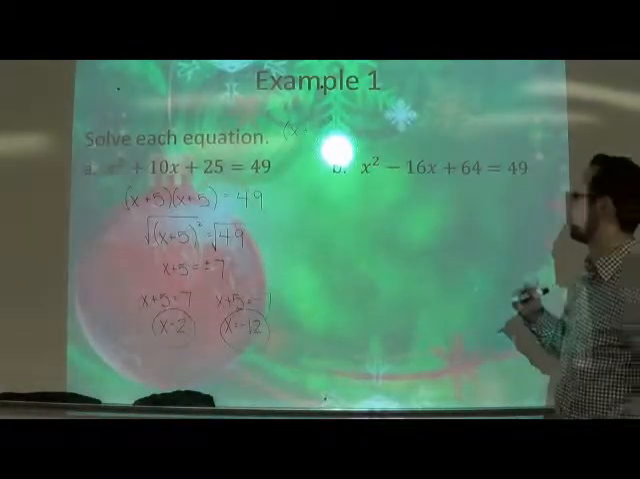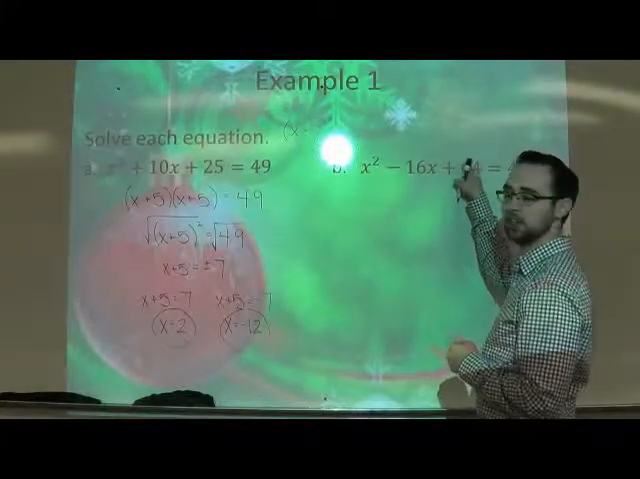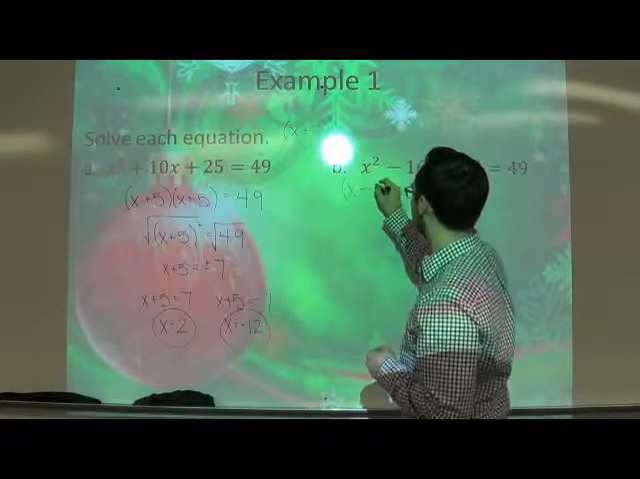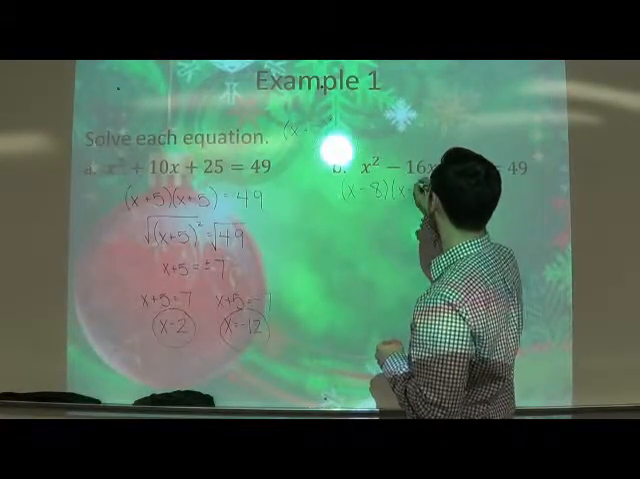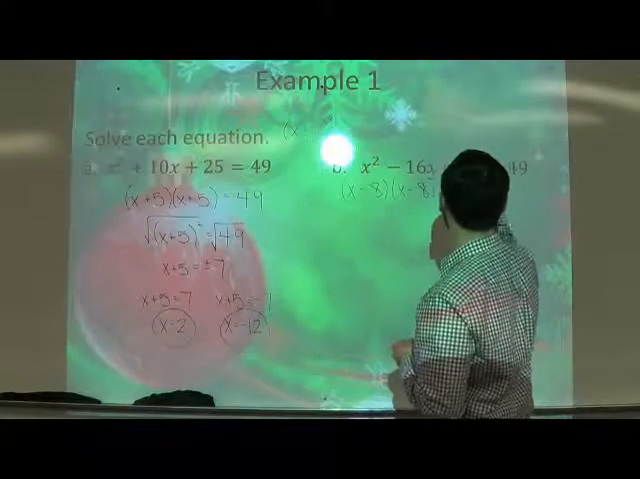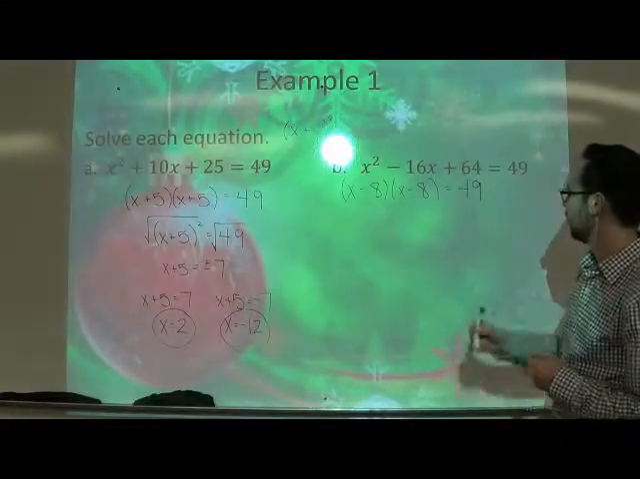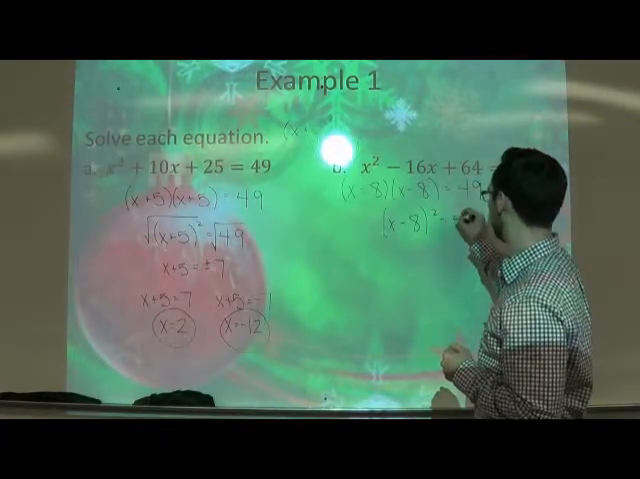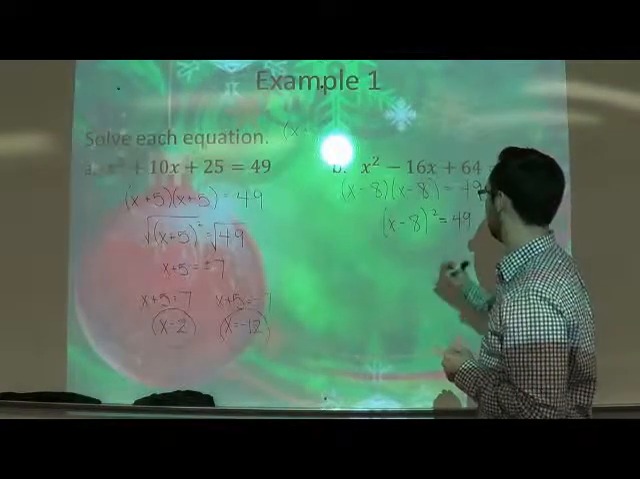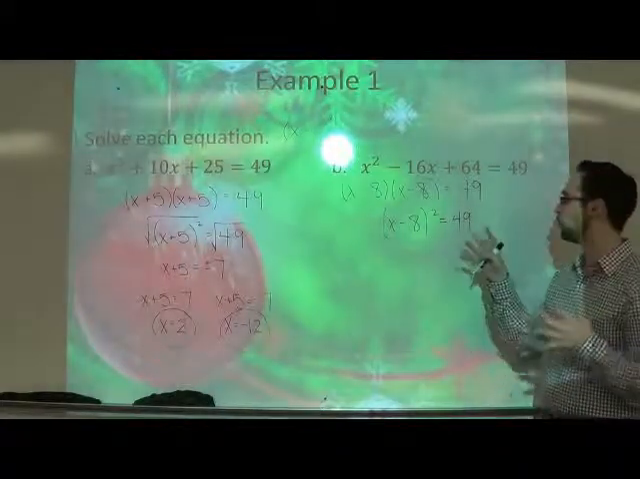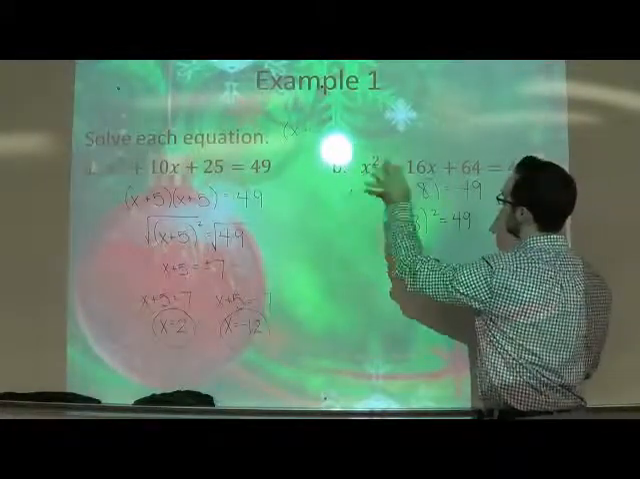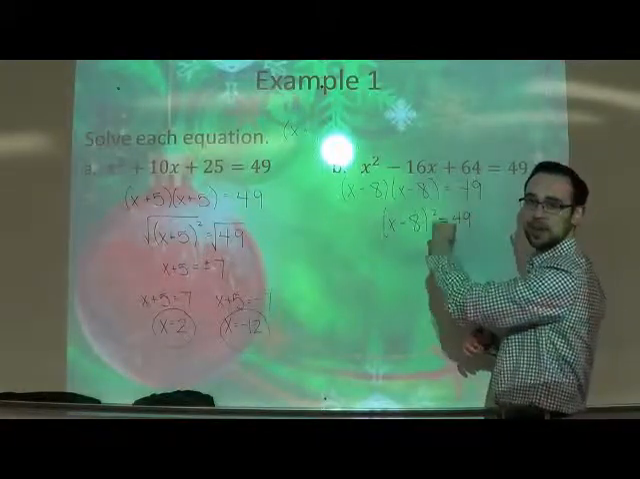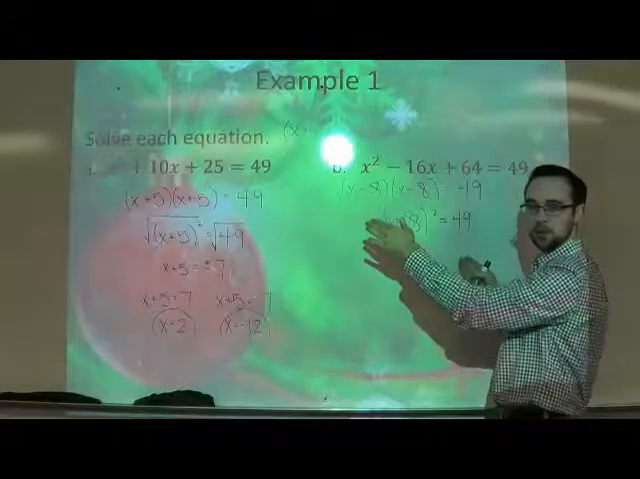So let's try this again. Again, what two numbers multiply to give me 64, but add to give me negative 16? It's going to be x minus 8 times x minus 8. And then we're going to carry down that 49. Again, I can write x minus 8, the quantity squared, is equal to 49. You do not say x minus 8 equals 49 and x minus 8 equals 49. You can't do that this way. You have to take the square root of it and then separate the two different equations.